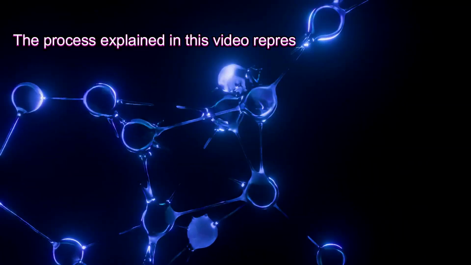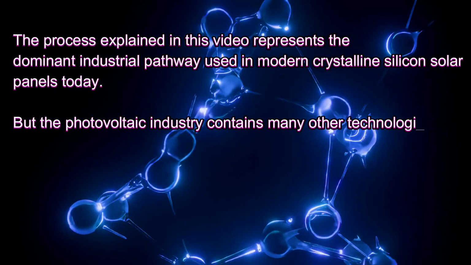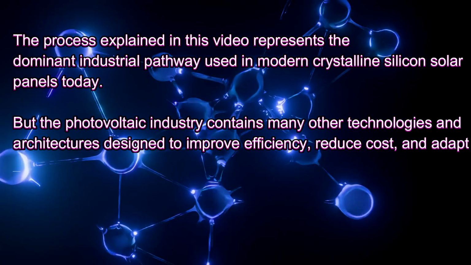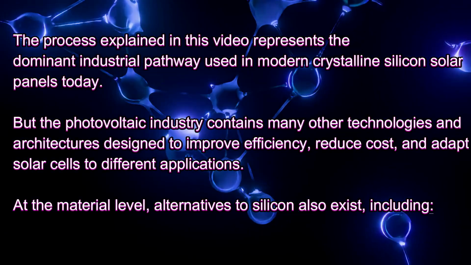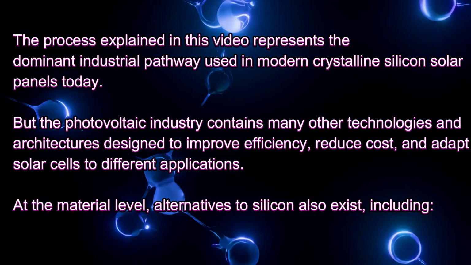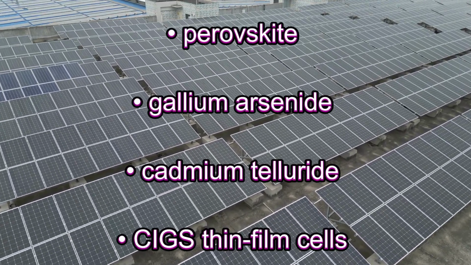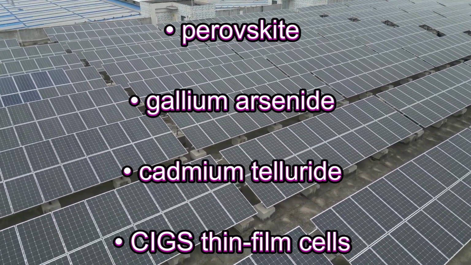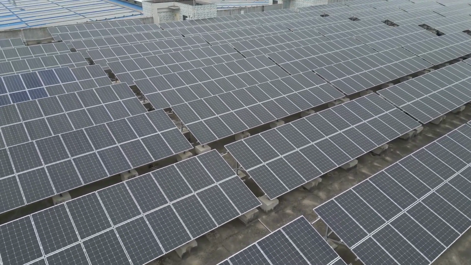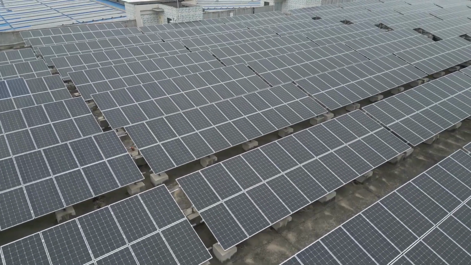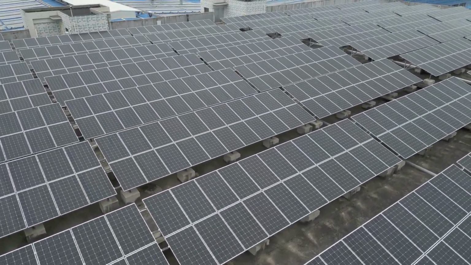The process explained in this video represents the dominant industrial pathway used in modern crystalline silicon solar panels today. But the photovoltaic industry contains many other technologies and architectures designed to improve efficiency, reduce cost, and adapt solar cells to different applications. At the material level, alternative solutions also exist, including perovskite solar cells, gallium arsenide solar cells, cadmium telluride technologies, and CIGS thin film cells. All of them rely on the same fundamental principle: using semiconductor materials to absorb photons and generate electrical charge carriers. What changes is mainly the material itself, the cell structure, the manufacturing process, and the resulting efficiency.